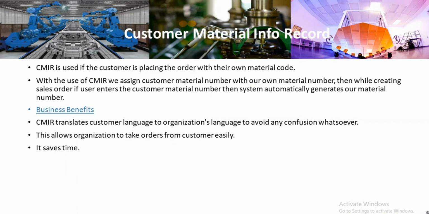And the CMIR, which I have already explained. CMIR means we use CMIR for the customer placing an order with their own material code. By using CMIR, we assign the customer material number with our material number. For example, if the customer is placing an order for a pen, but internally the manufacturer places it as XYZ. By using CMIR, we can map between what material is going to be ordered from the client and what it is internally.